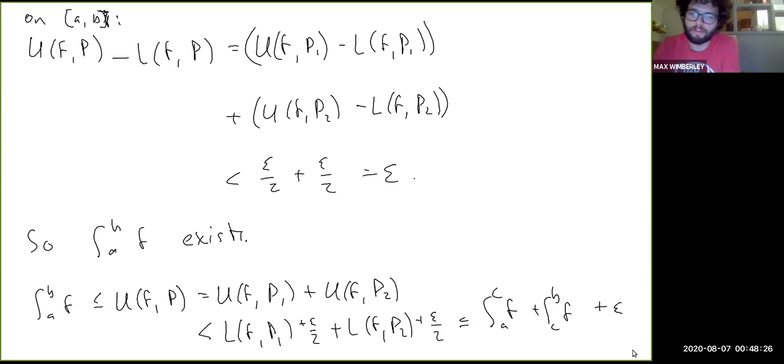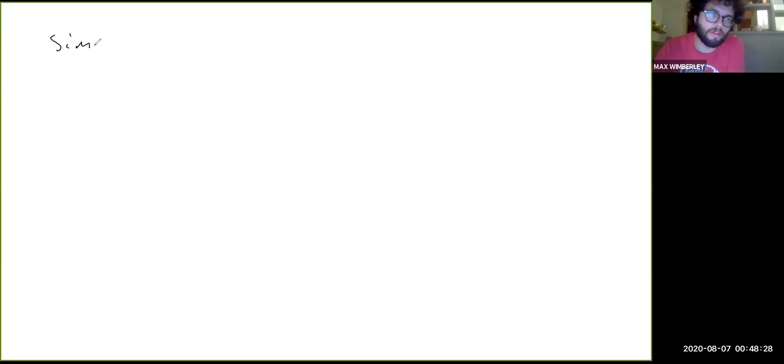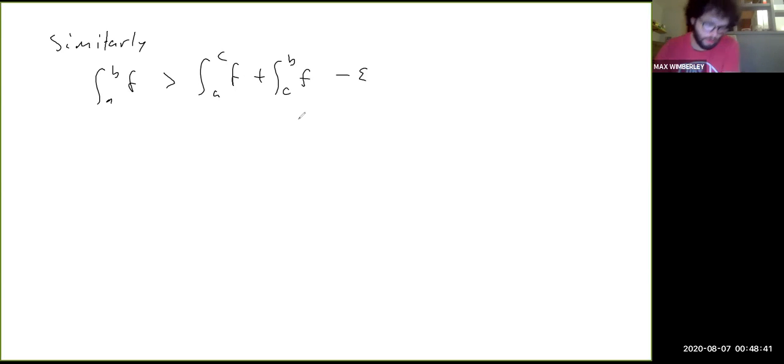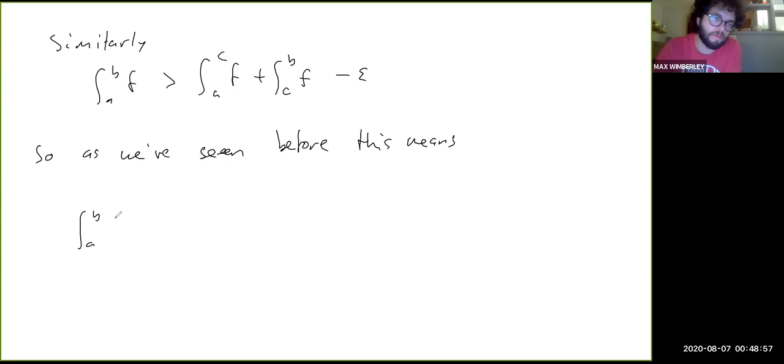And then similarly, the integral from a to b of f is greater than the integral from a to c of f plus the integral from c to b of f minus epsilon. So as we've seen before, since epsilon was arbitrary, the integral from a to b of f equals the integral from a to c of f plus the integral from c to b of f. Okay.